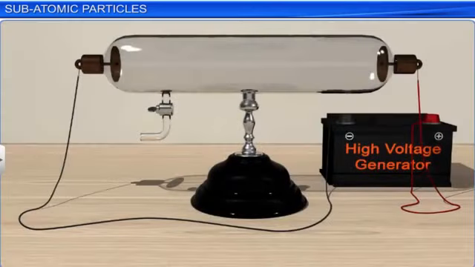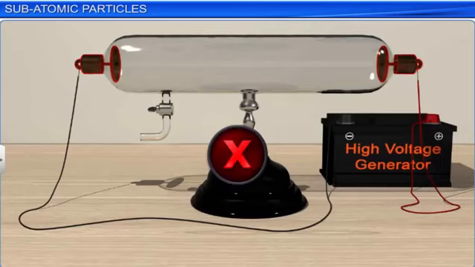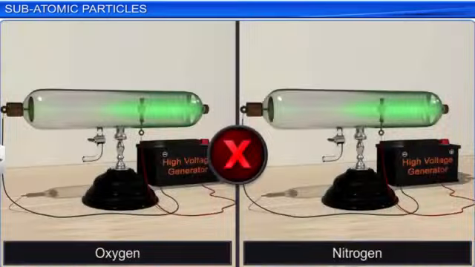Through his experiments, Thomson also concluded that the properties of cathode rays do not depend upon the material of electrodes and the nature of the gas present in the cathode ray tube. This led him to the conclusion that electrons are the basic constituents of all atoms.